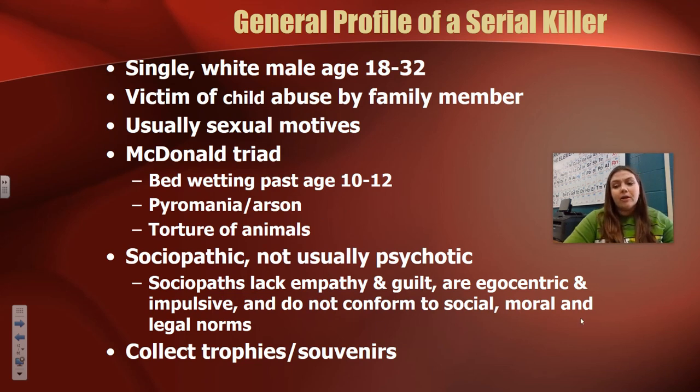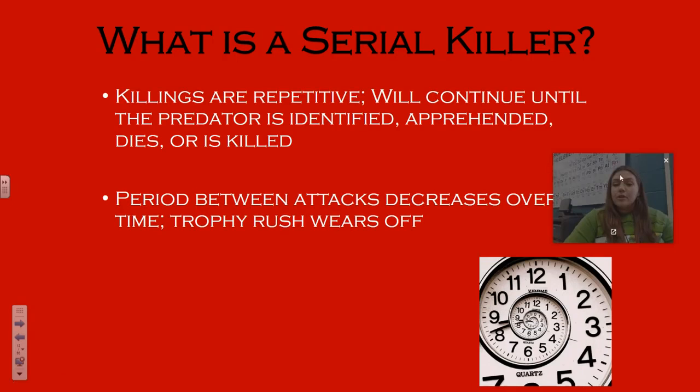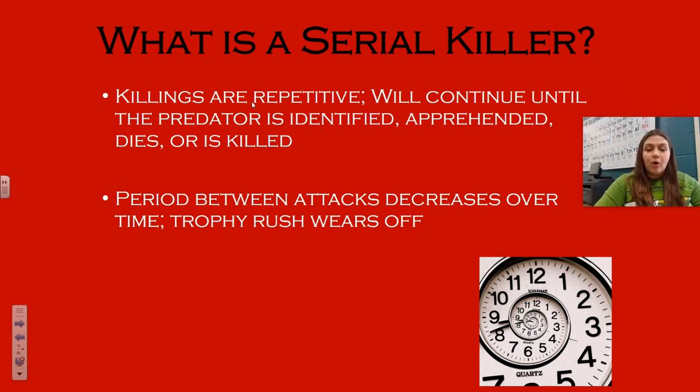They don't all fit that, but if I average them all together, that would be a profile of a serial killer. The killings are repetitive. They will continue until the predator is identified, apprehended, dies, or is killed. So generally, if you have a series of murders, you're going to keep seeing them until you find the killer. That hasn't always been true. Some of them stopped for different reasons and then came back later, or took a very long period, or even stopped entirely. A lot of them got too old and quit. But most of the time, you're going to keep seeing that repetition of killing until they're caught.